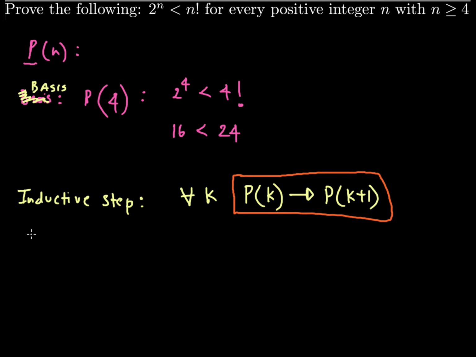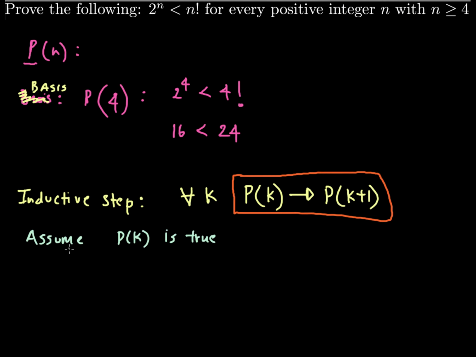Okay, and because it needs to be true for all k, let's assume that I choose some arbitrary k such that this k happens to be greater or equal to 4, but it's completely arbitrary, and for that arbitrary k, I'm going to assume that P of k is true. If P of k is true, and this orange box must be true for all k, then I must be able to show you that P of k plus 1 must also be true. Let's use mathematical induction to see whether P of k plus 1 is also true.